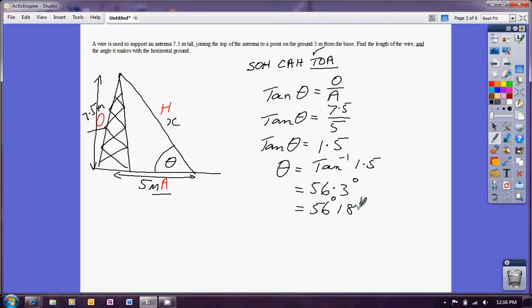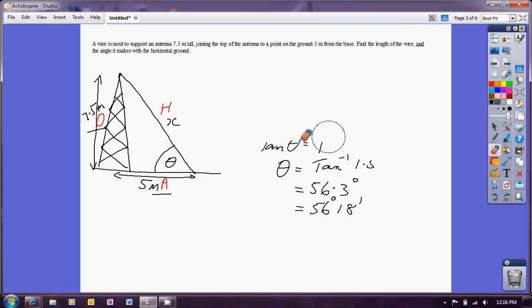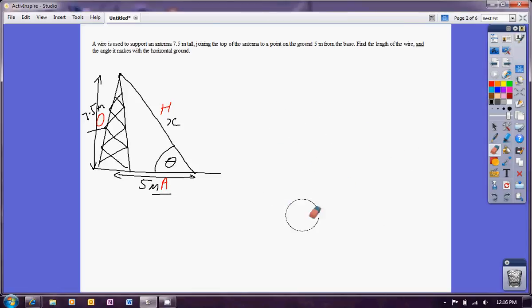The next thing is to work out the length of the hypotenuse. We can do that in a couple of ways. We can do it using trig, or we can simply do it using Pythagoras. Pythagoras is probably a little bit easier, so we'll do that. I'll clean this work off the board, and we'll begin to use Pythagoras.